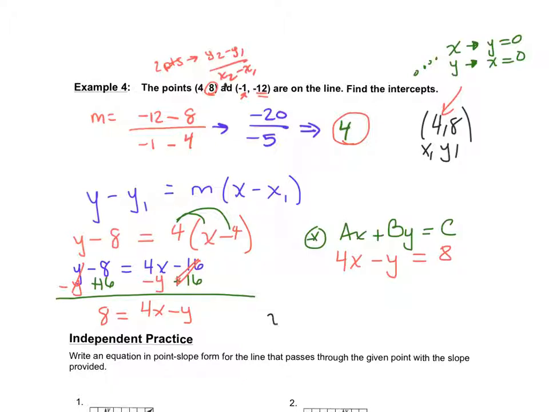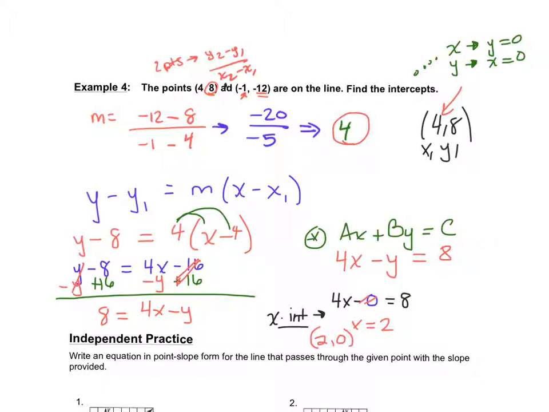Let's find the x-intercept. The x-intercept is the value of x, or the x value, when y is 0. So I'm going to say 4x minus, put 0 in for y, equals 8. That cancels out. We get that x is 2. So the x-intercept is (2, 0).